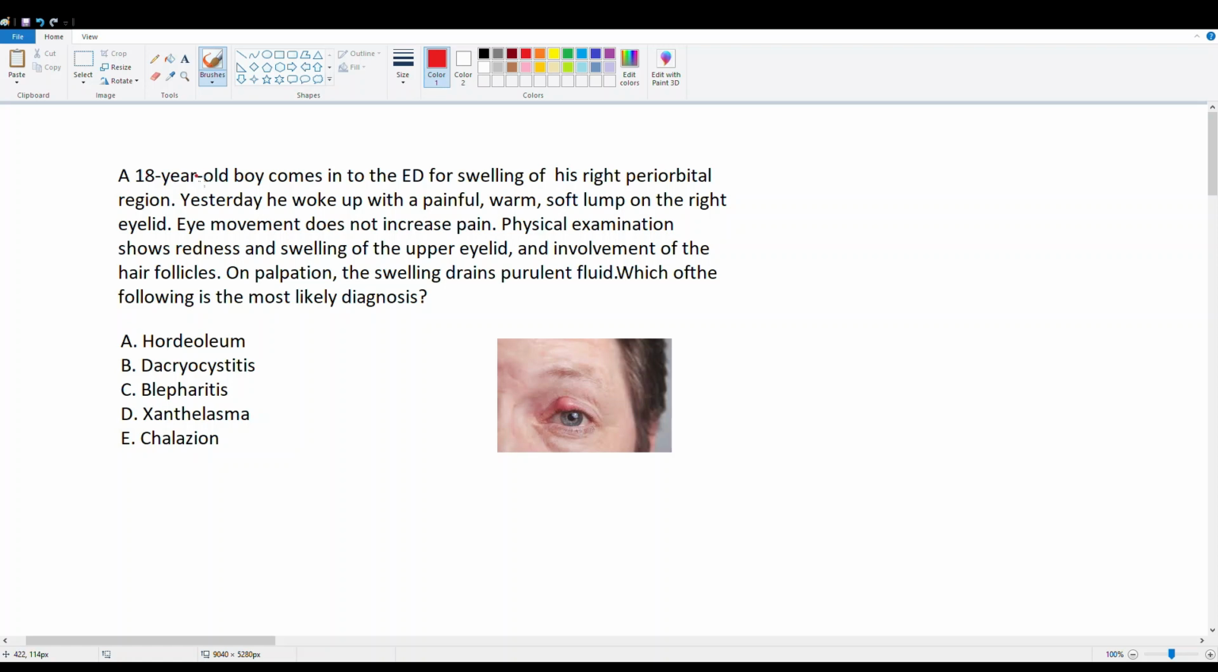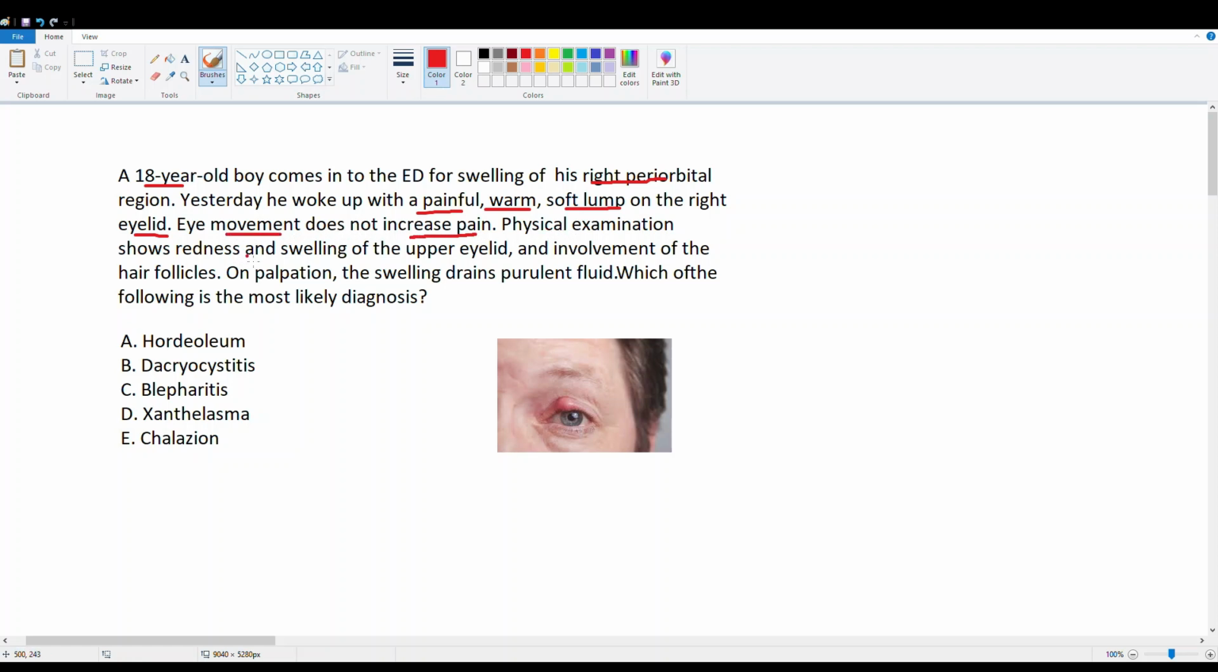So we have an 18-year-old boy, okay? He comes into the ED for swelling of his right periorbital region. Yesterday he woke up with a painful, warm, soft lump on the right eyelid, okay? Eye movement does not increase pain. Okay, that's important to know.